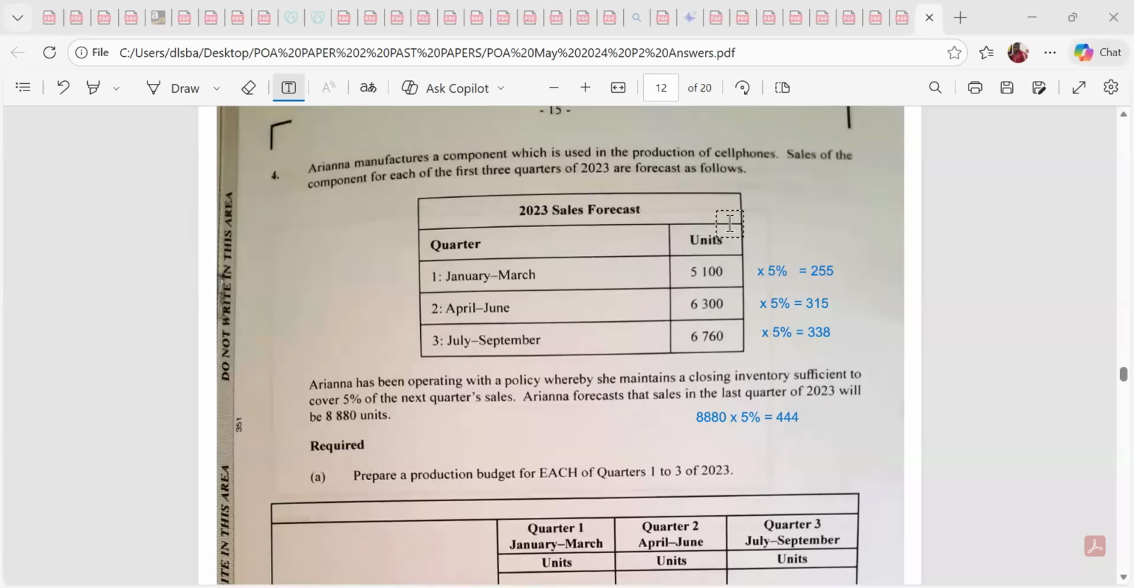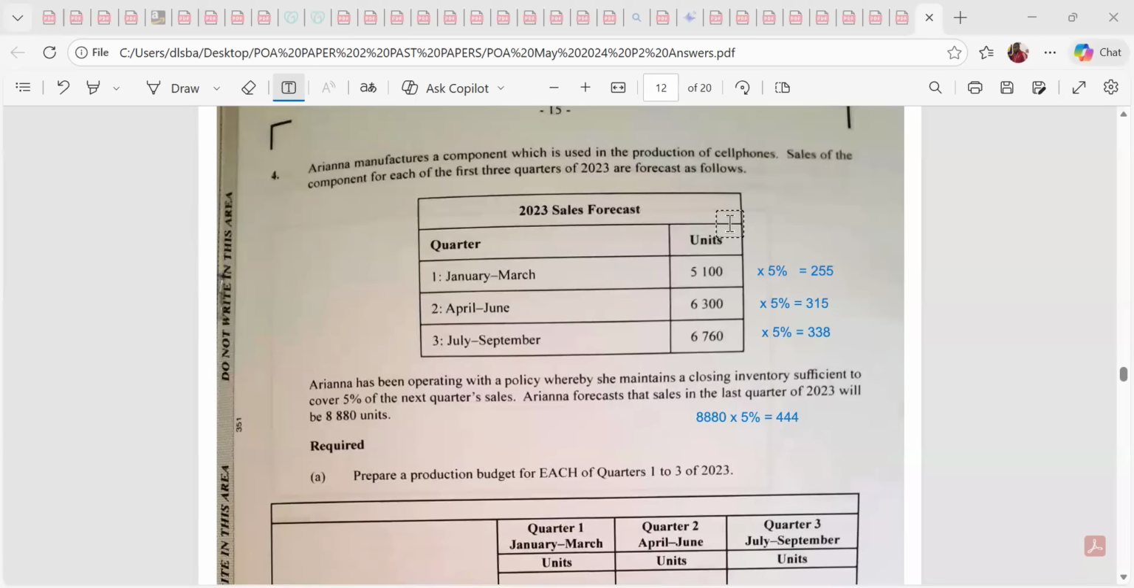Jan to March, 5,100. April to June, 6,300. July to September, 6,760. Ariana has been operating with a policy whereby she maintains a closing inventory sufficient to cover 5% of her next quarter's sales. Ariana forecasts that sales in the last quarter of 2023 will be 8,880. Prepare the production budget for each quarter.